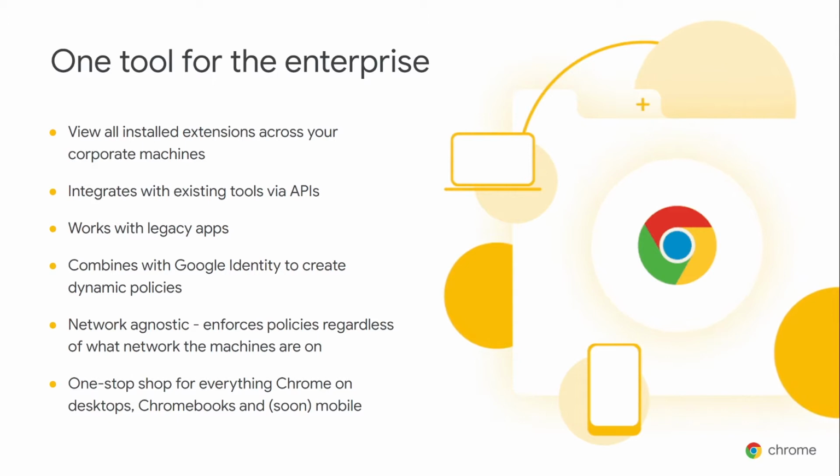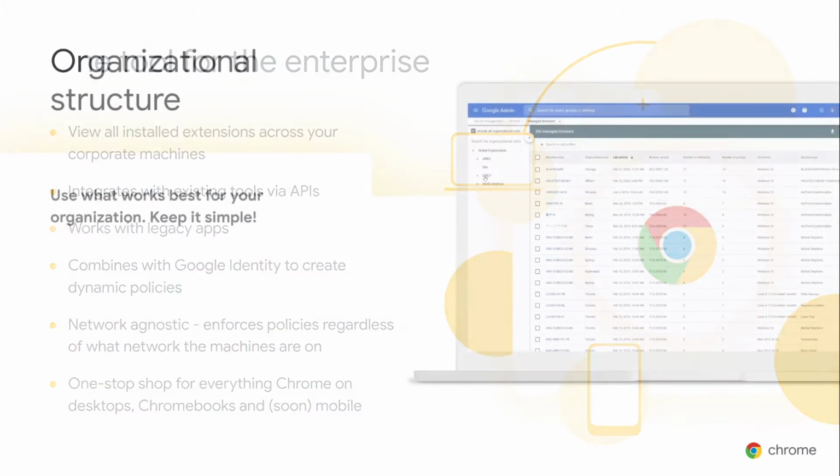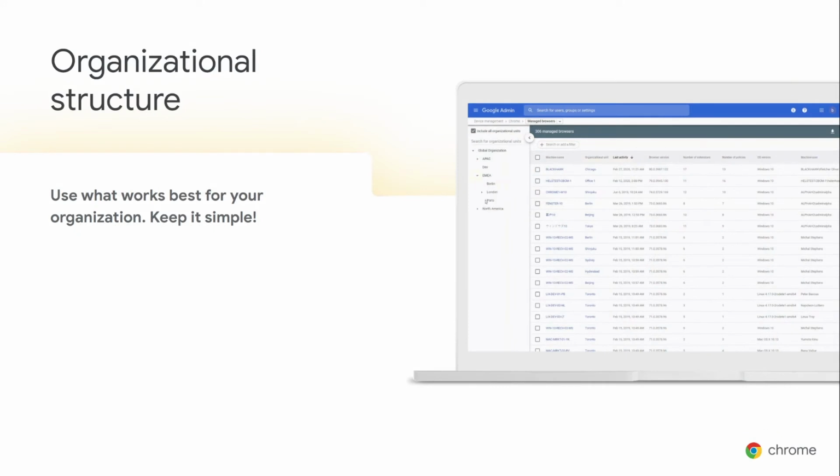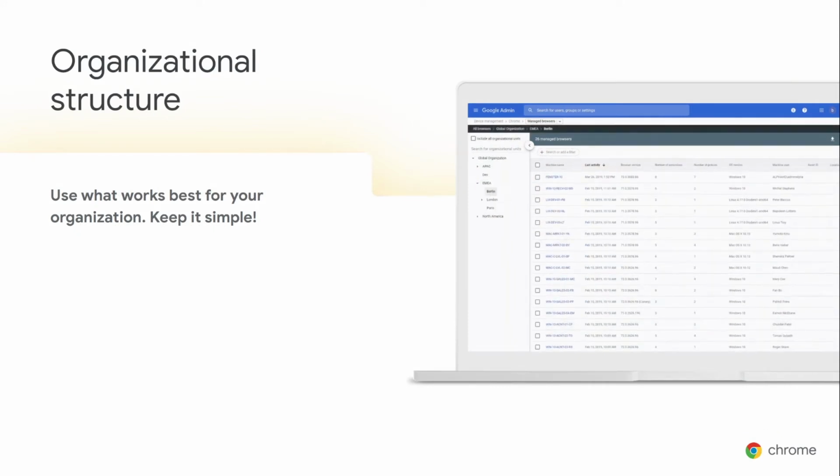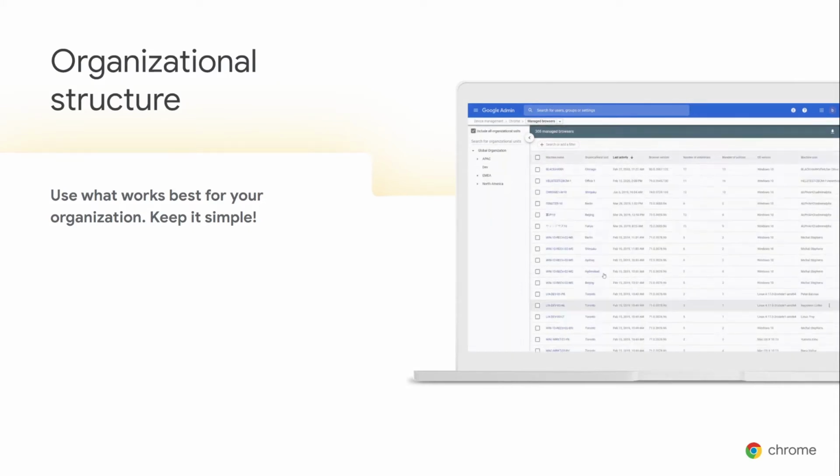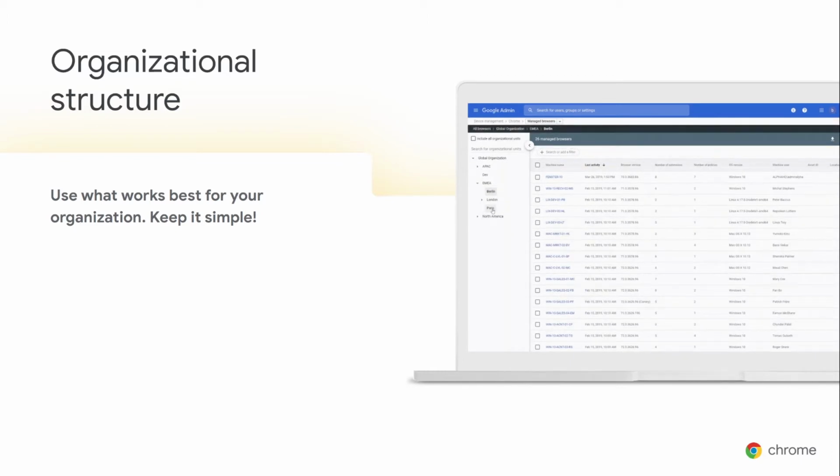It is literally one tool to manage them all from a Chrome perspective. Before we get into specific features, let's take a minute to talk about creating an organizational structure for your deployment using organizational units, or OUs. These will be your buckets for devices. The best practice for creating your structure is to use whatever is best for your organization, with simplicity being key.